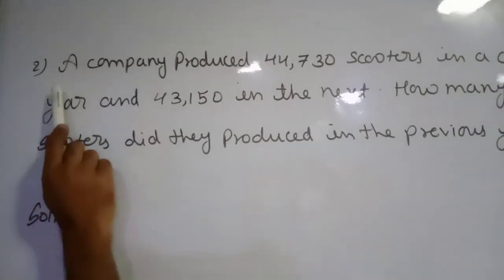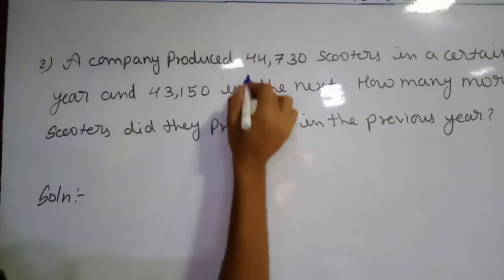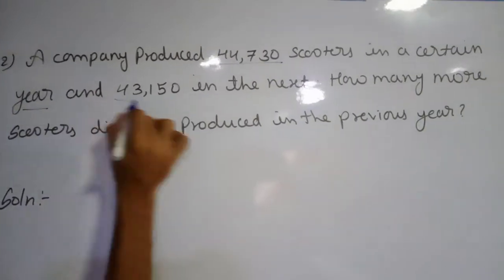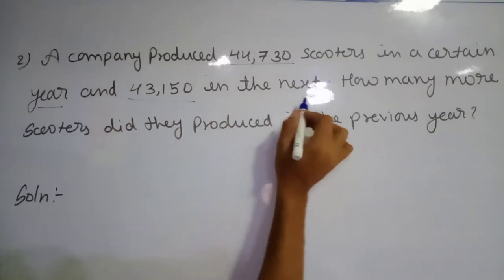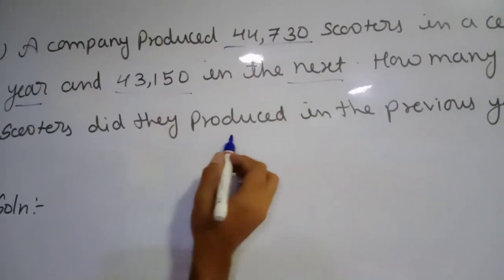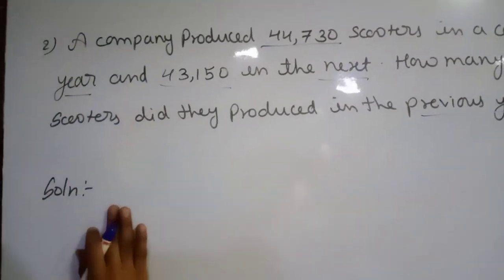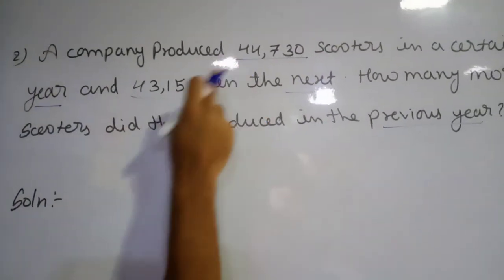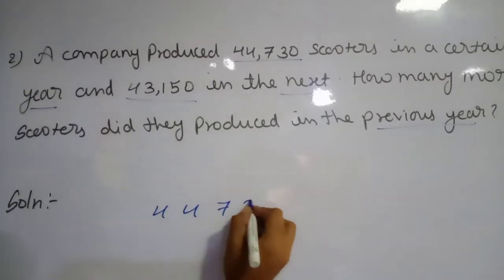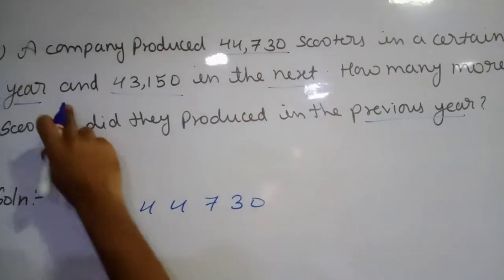Sum number 2. A company produced 44,730 scooters in a certain year and 43,150 in the next. So how many more scooters did they produce in the previous year? So we are going to do the comparison. So let's start. Here we have the 44 and 43. The bigger number we have to write first: 44,730. That is the produced scooters in a certain year.